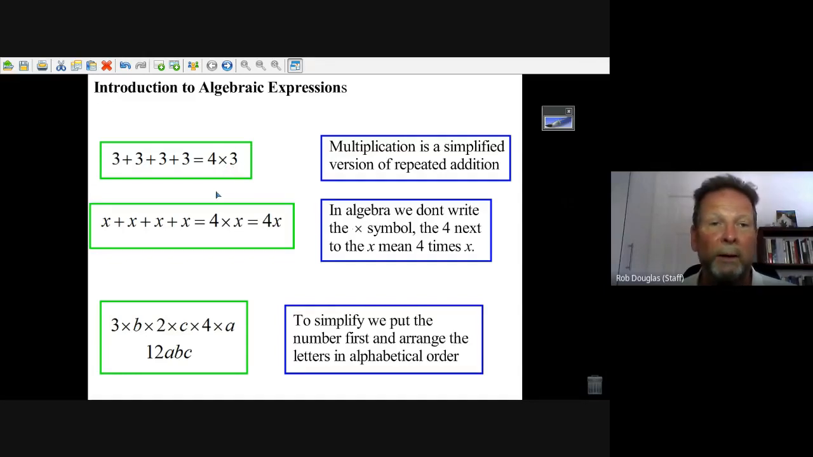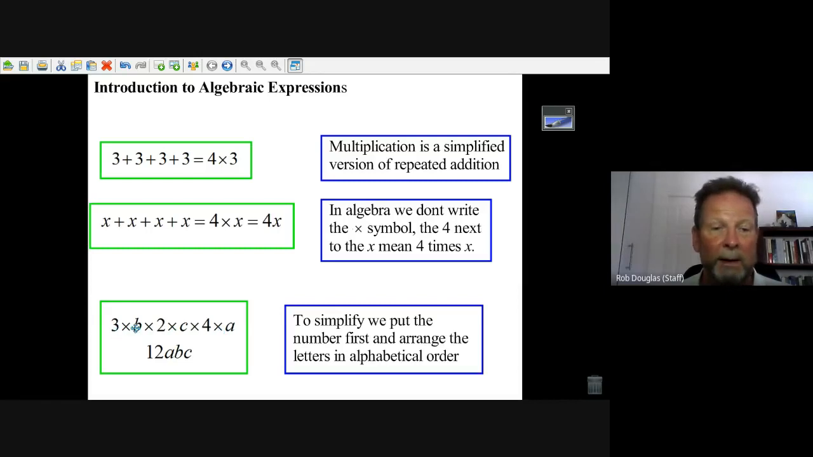Okay, well, when you're working with variables, if you go x plus x plus x plus x, it's the same as 4 times x. But in algebra, we don't use the times. We just write a 4 next to the x. So 4x is the same as x plus x plus x plus x. Okay, when we simplify algebraic expressions, we actually don't use these times symbols.